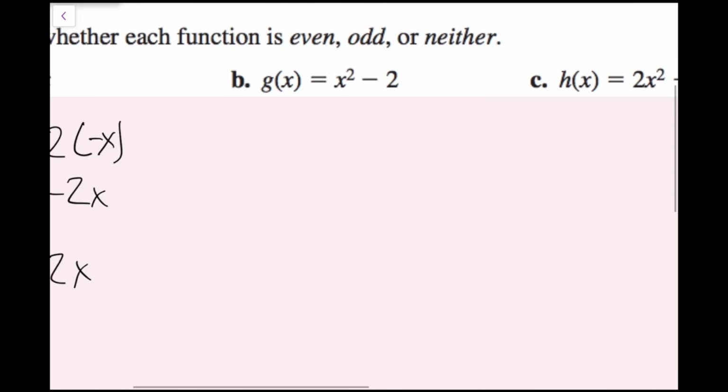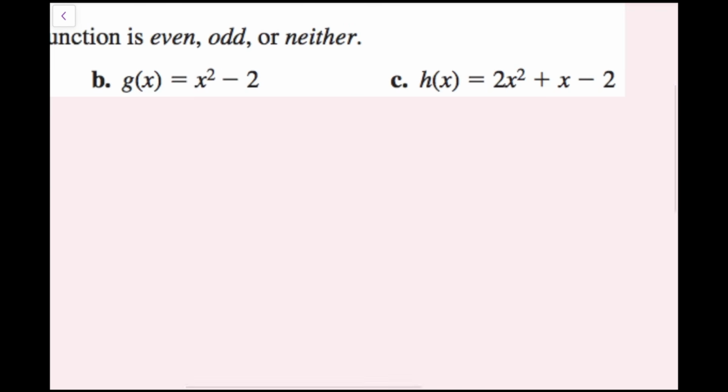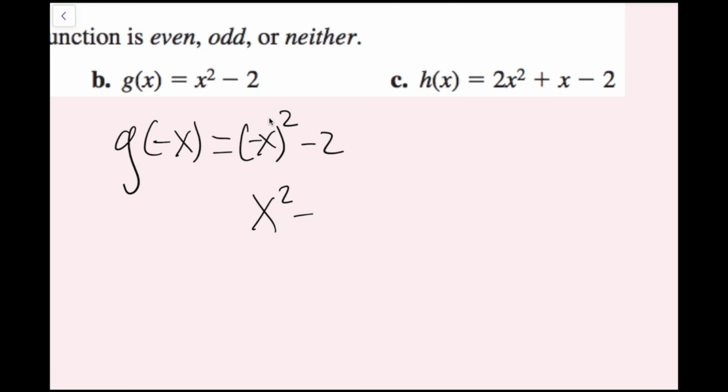For part B, I'm going to move over. Now I'm going to do the same thing for g of x. I'm going to plug in negative x. So all that means is whenever I see an x in my function, I'm just going to change it to a negative x. So this equals quantity negative x all squared minus 2. Well, if I'm squaring a negative, the negative is going to cancel out. So this is just going to become positive x squared. So x squared minus 2 equals g of negative x.